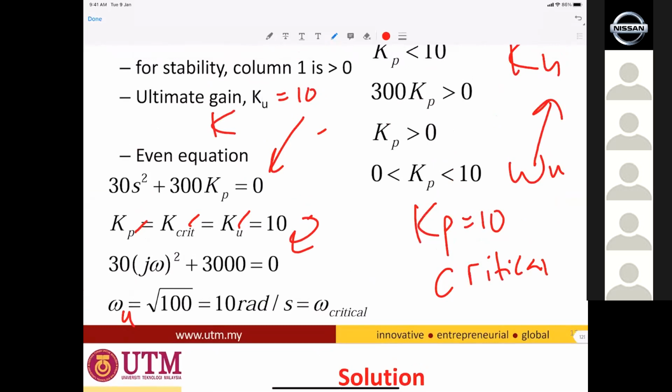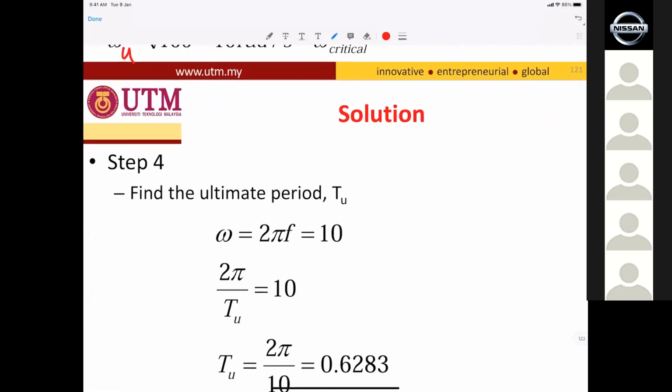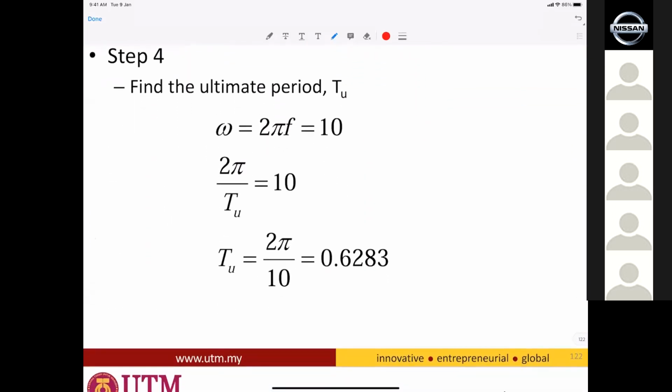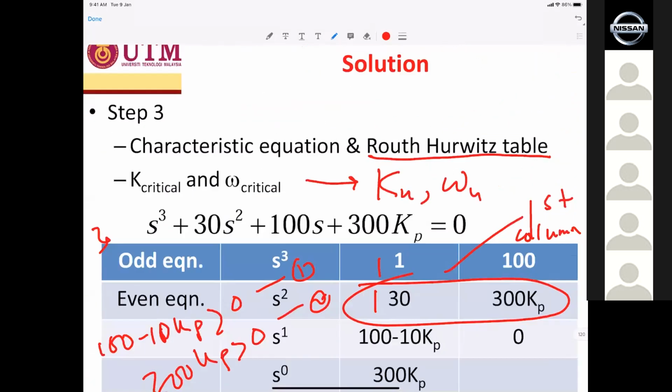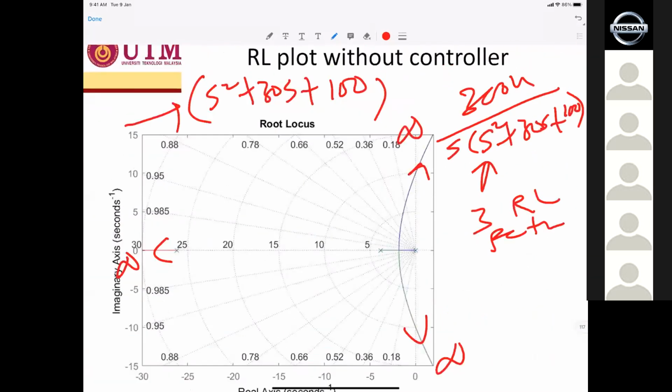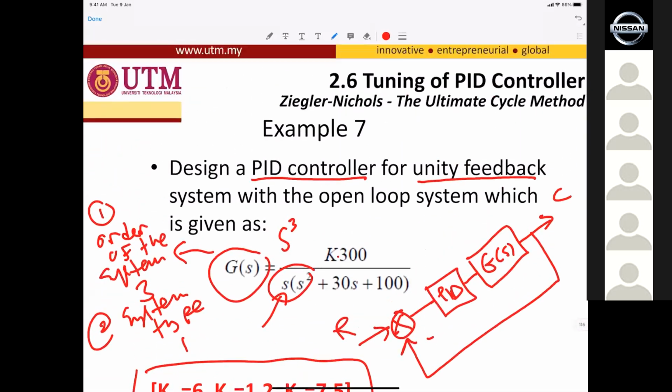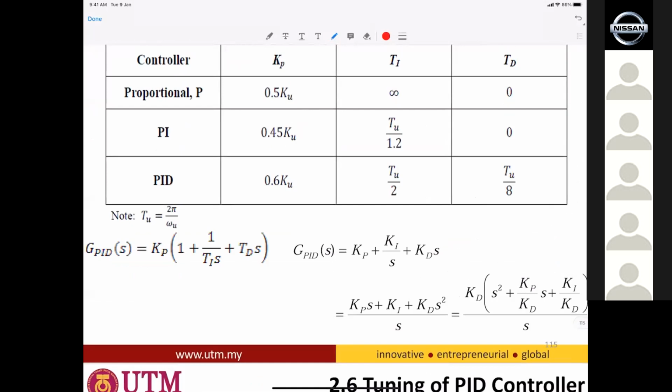Okay, proceed. And then step number 4 is to find the ultimate period, which is Tu. As I told you before, Tu is equal to what? 2 pi divided by omega u, from the formula. Formula here.